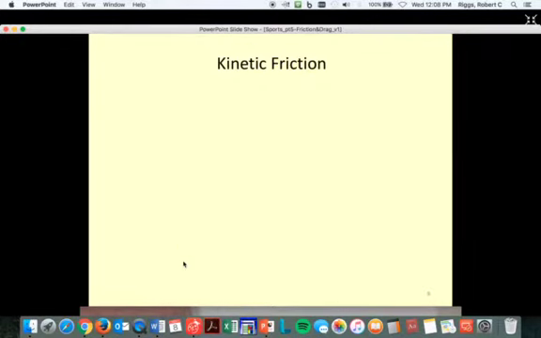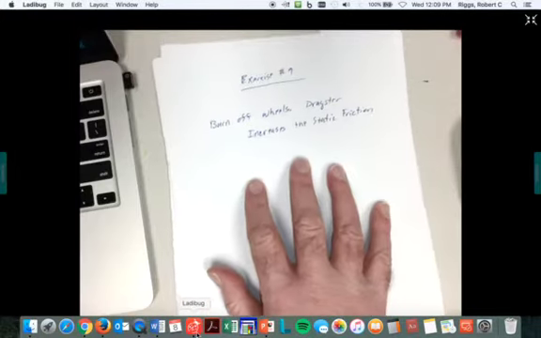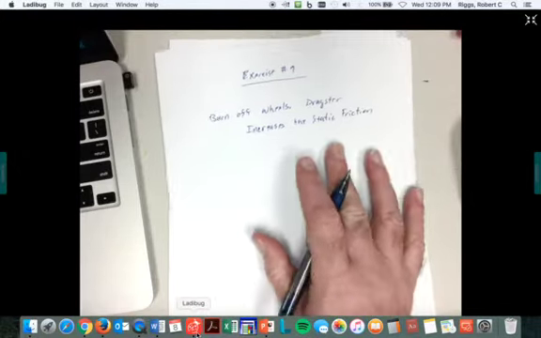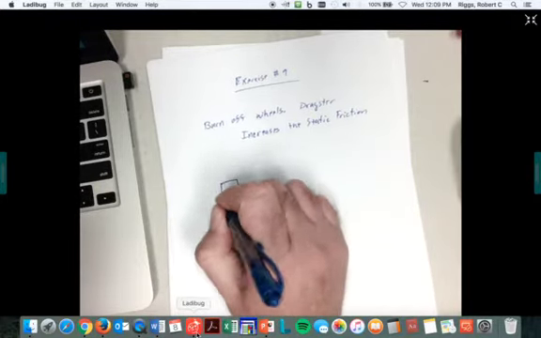You can see the drifting video. All right, kinetic friction. Kinetic friction is a force that a rigid surface exerts on a sliding surface of an object with which it is in contact. That is parallel to the surface. The μk here is known as the coefficient of kinetic friction. So right away, let's go into how we calculate frictional force. Static frictional force. Let's do static.